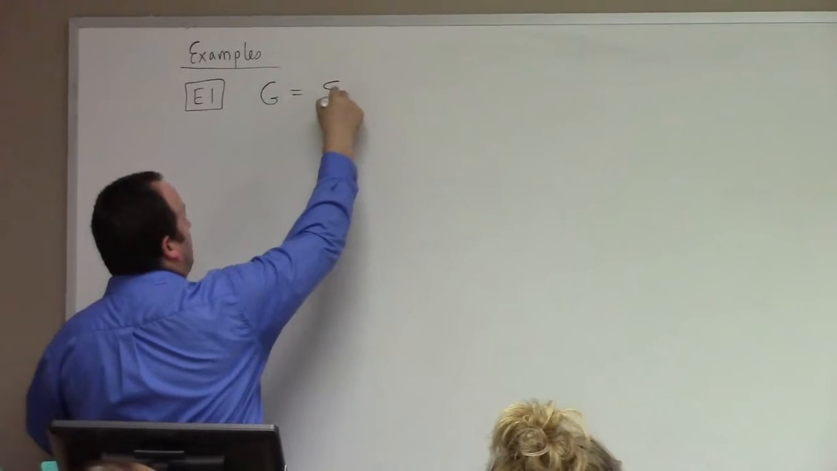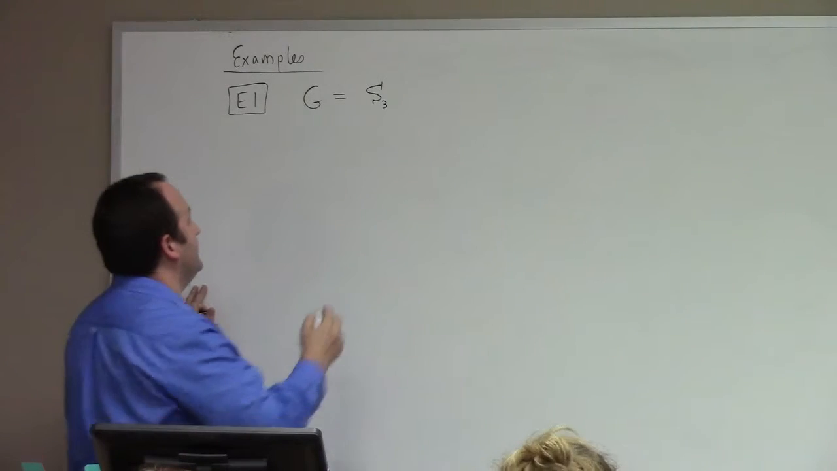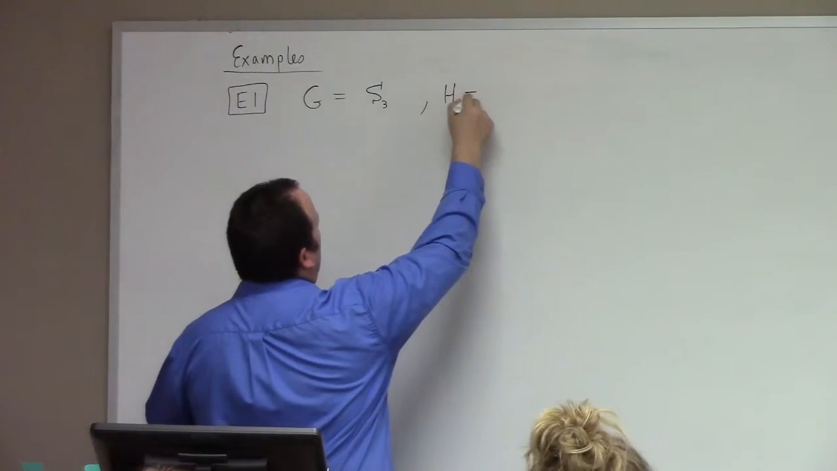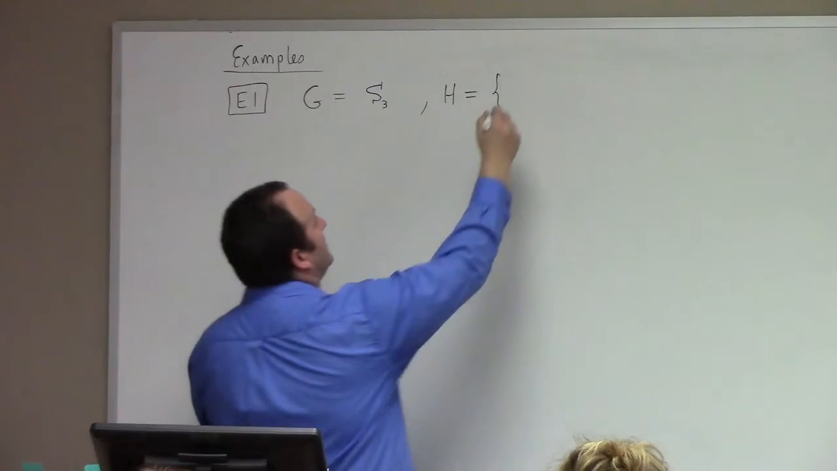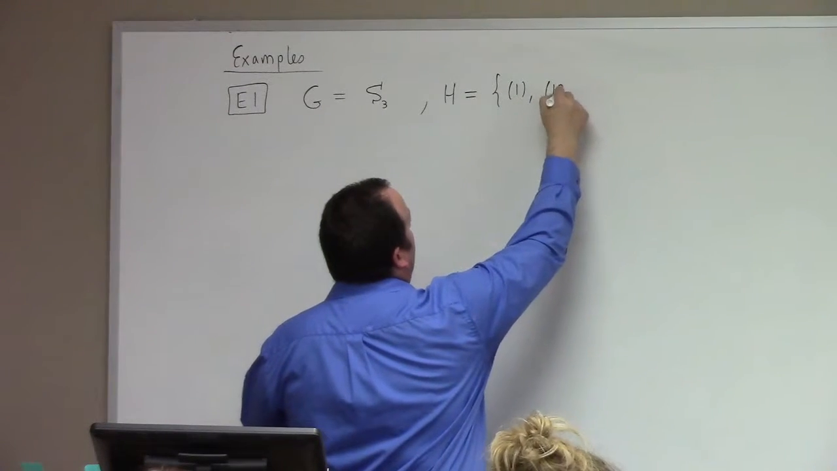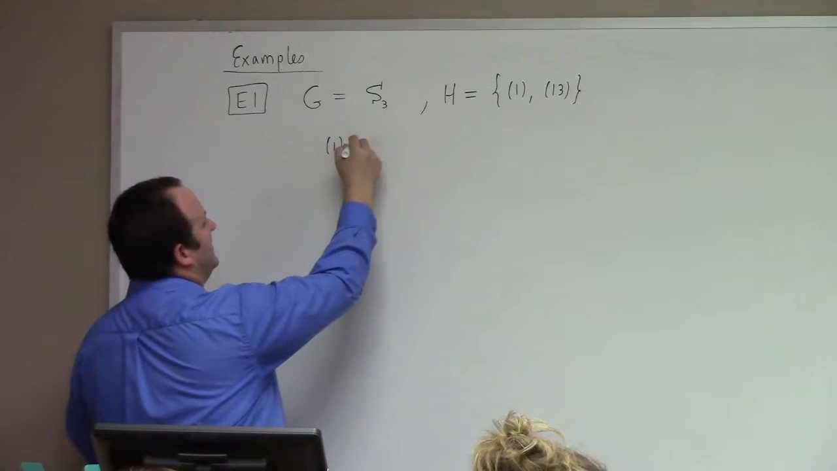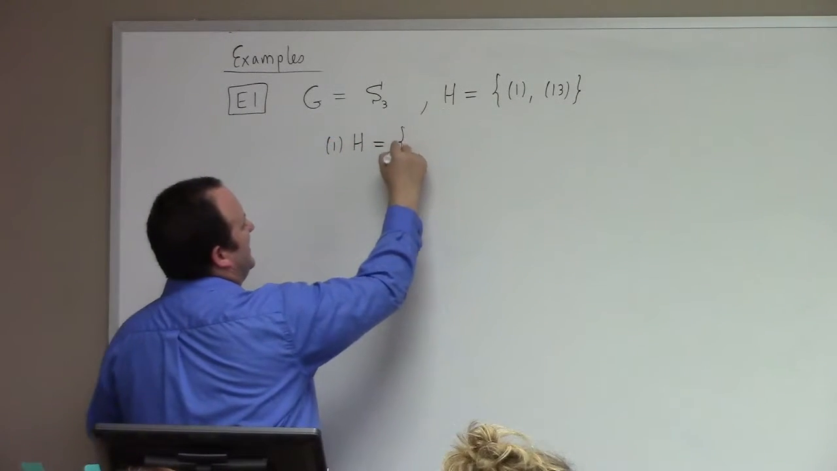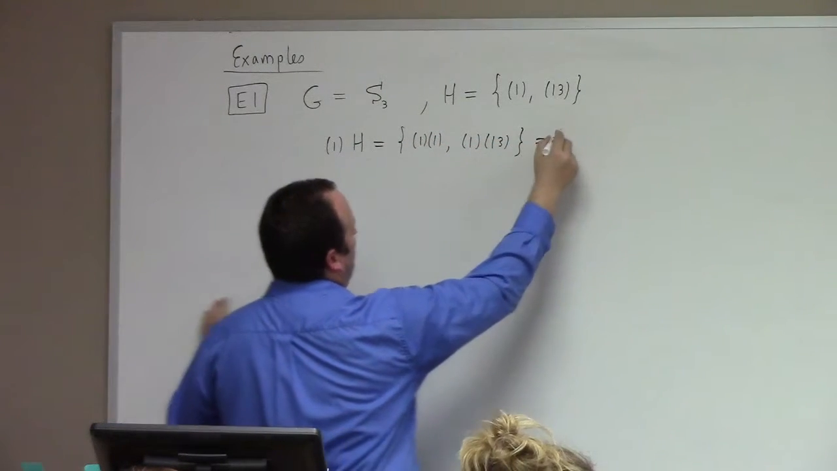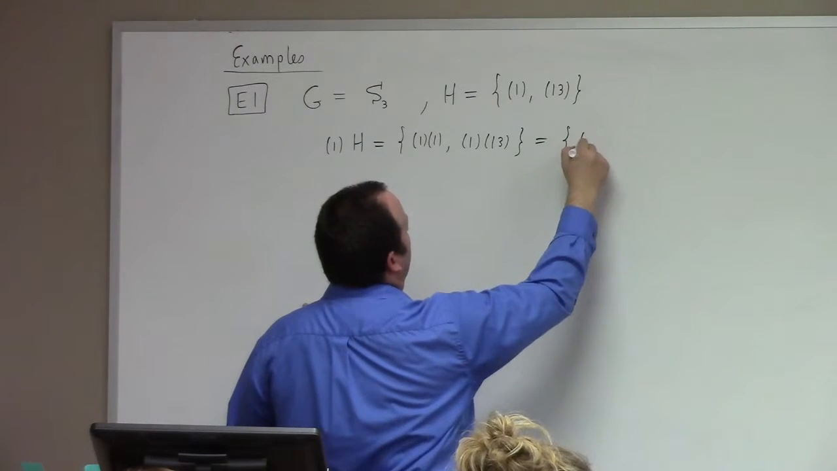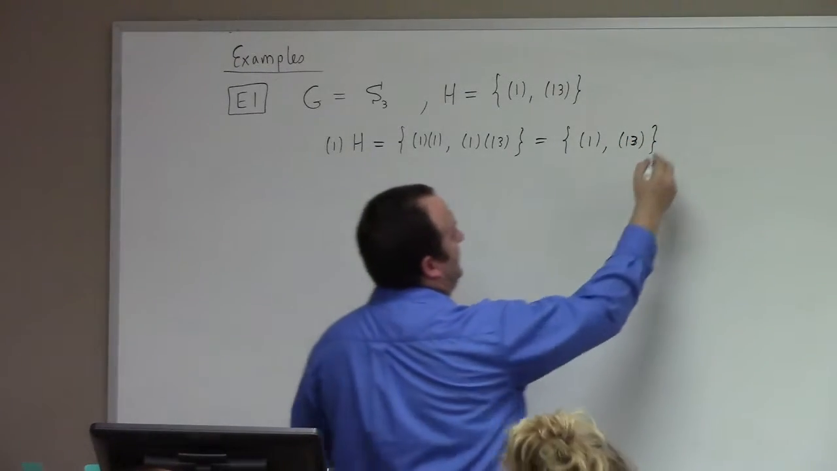He looks at G equal to the symmetric group on 3 letters, S3, right? And he looks at H equal to, maybe we can choose it to be whatever. I'll follow his example. Uses (1) and (1 3). All right. So let's work it out. What's 1H? It's just H again, right?